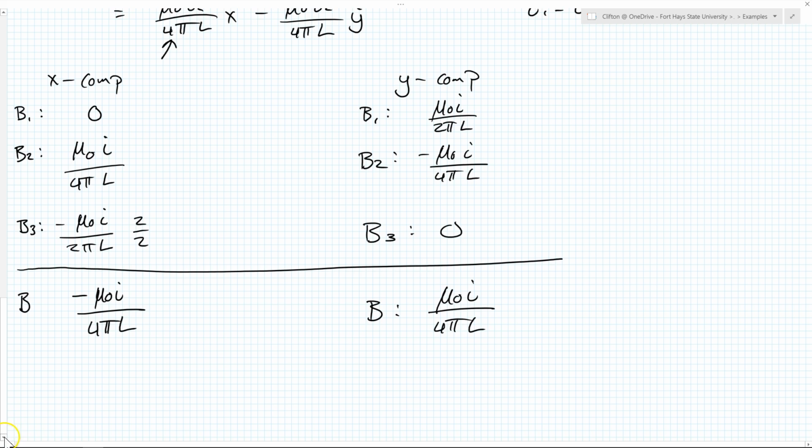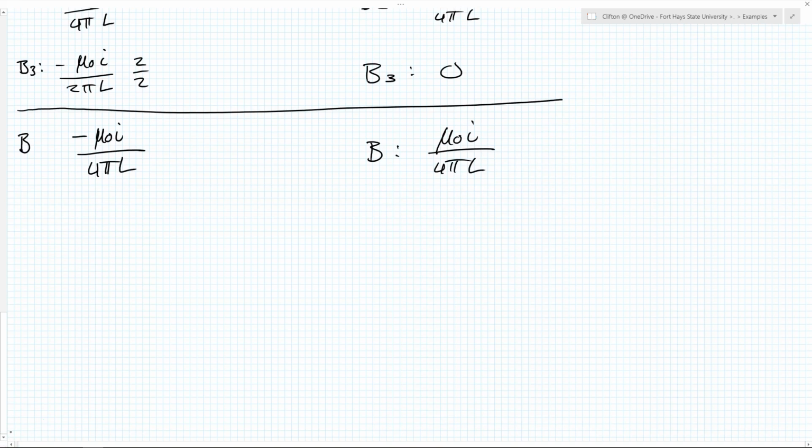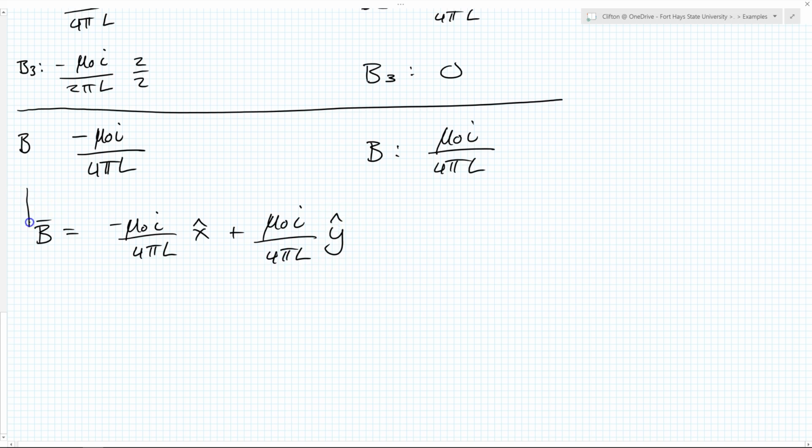So the question asks us to determine the net magnetic field. That would mean to write it in vector form, either as a magnitude and direction or in component form. I have the components, so I'm just going to write it in component form. We're going to have to determine the magnitude and direction in the next parts. So let me write the net magnetic field as a vector now. This isn't the magnitude. As negative mu naught I over 4 pi L times x hat plus mu naught I over 4 pi L times y hat. All right, there it is. There's the net magnetic field.